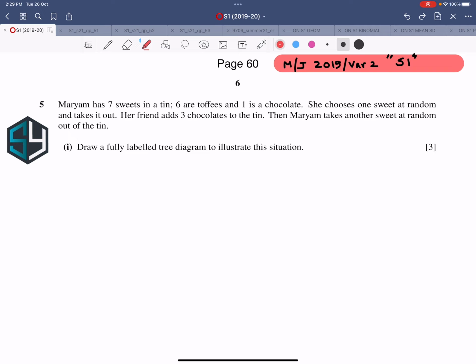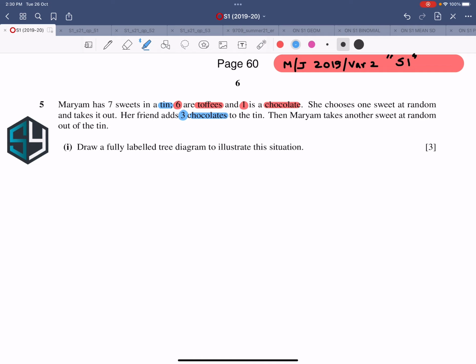The question says, Mariam has 7 sweets in a tin, 6 are toffees and 1 is a chocolate. She chooses one sweet at random and takes it out. That means it's a question of without replacement. Her friend adds 3 chocolates to the tin. So it's the same tin and now she is adding 3 chocolates. That means the total would increase and the number of chocolates will increase.